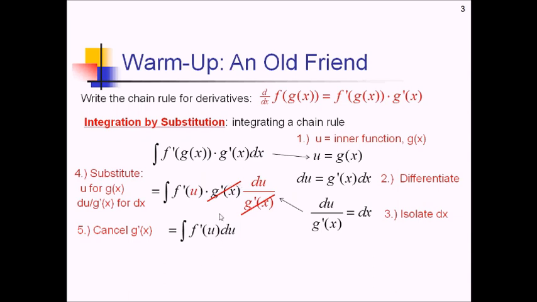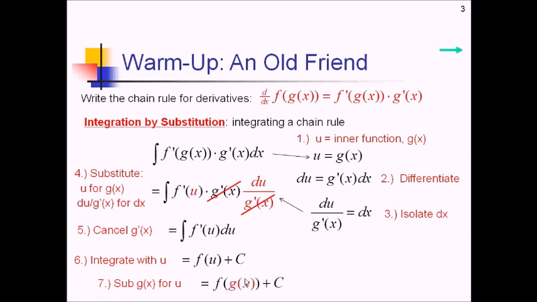So at this point, now that our variables match, we can go ahead and integrate with u. Well, what is the antiderivative of f prime of u? Why, it's f of u plus c. Can't forget the constant. Now, if they wanted us to actually express our answer in terms of x, we could substitute g of x, which equals u, back in for u. So we could write this as f of g of x plus c. So there it is. We've undone a chain rule.